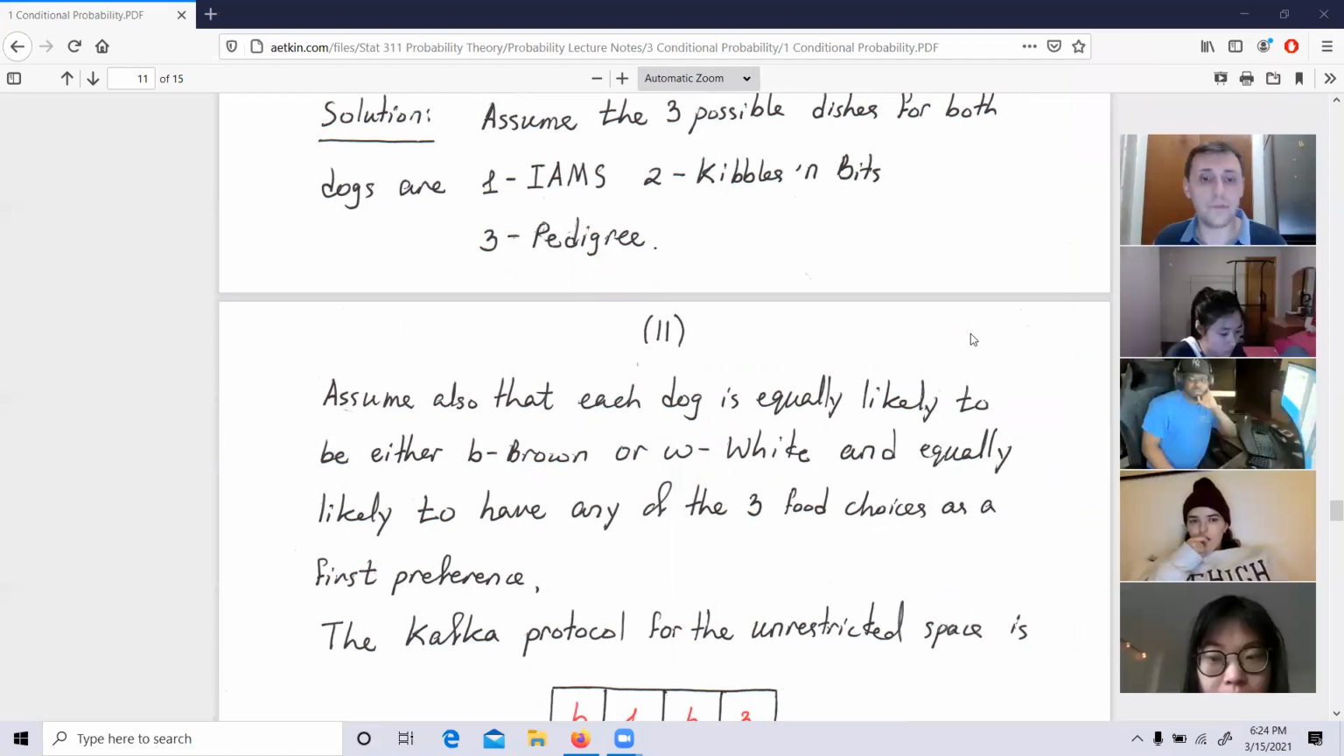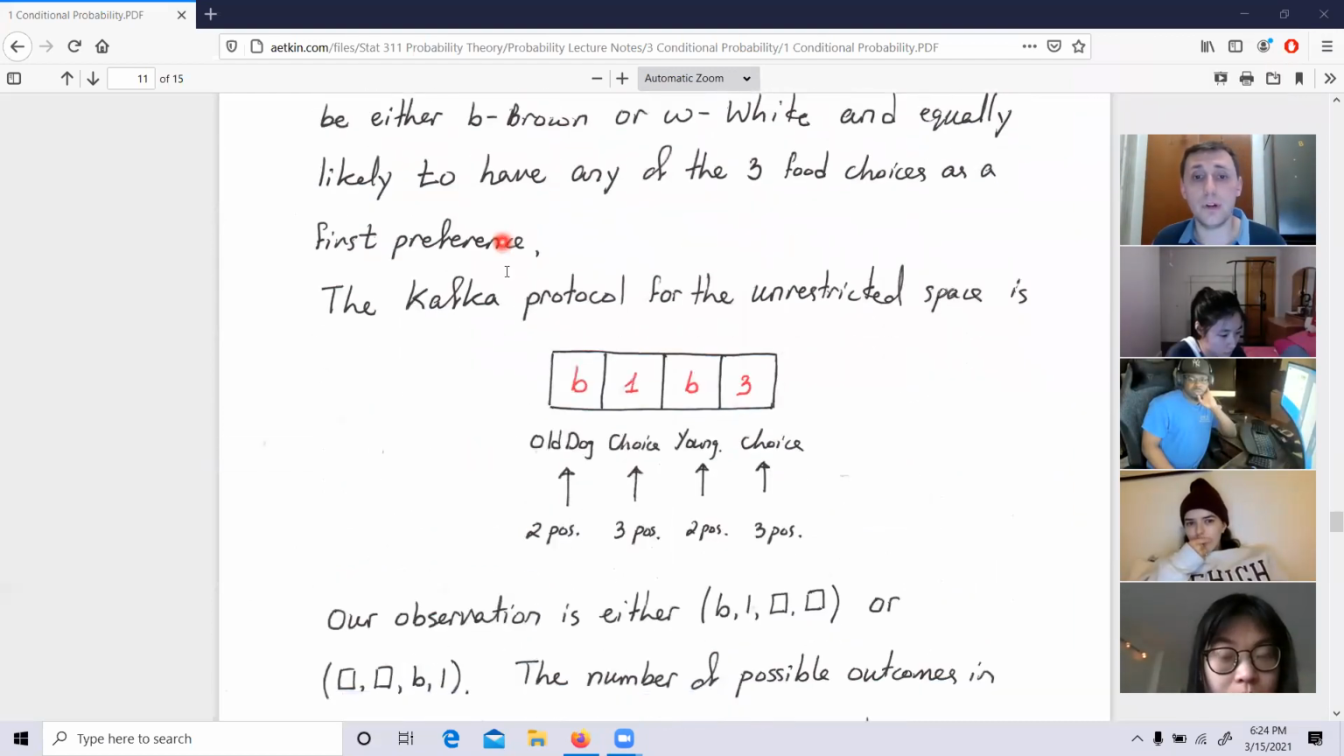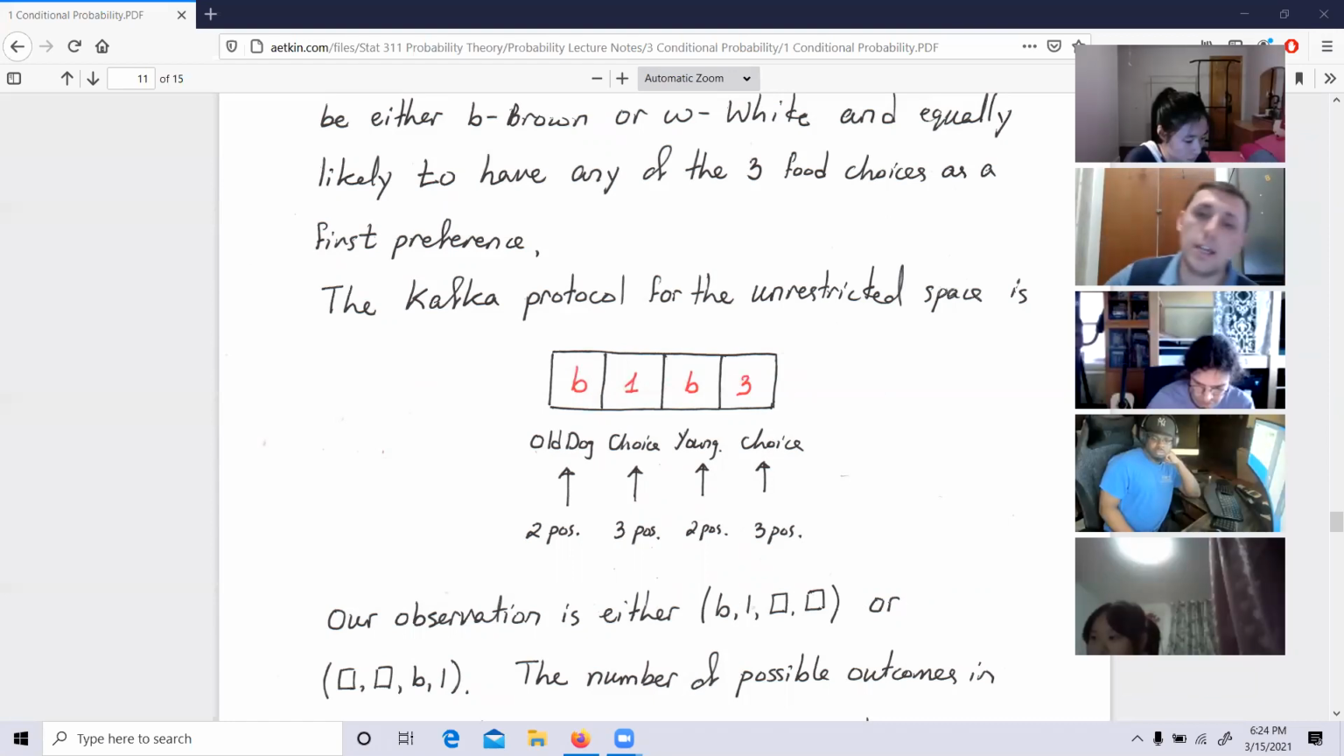So then the full sample space for the situation before I make any observations has 4 components. It's old dog and choice, young dog and choice. Do you agree? There is a distinction between the dogs, and I decide to make that distinction based on age. What is the color of the old dog and what choice of food?